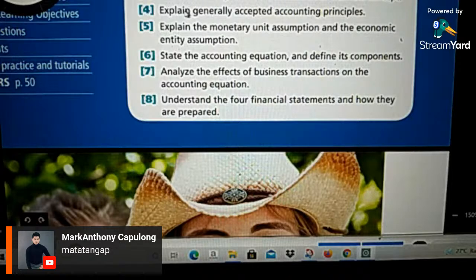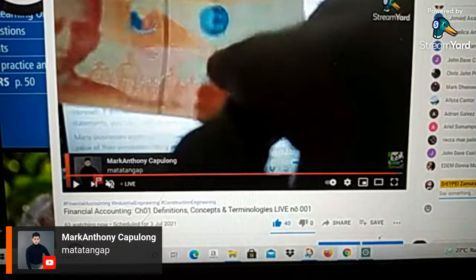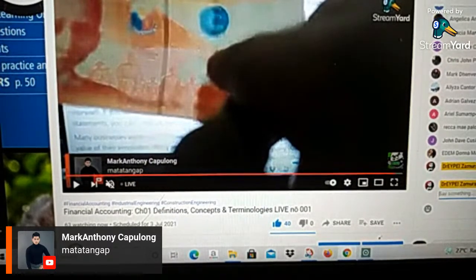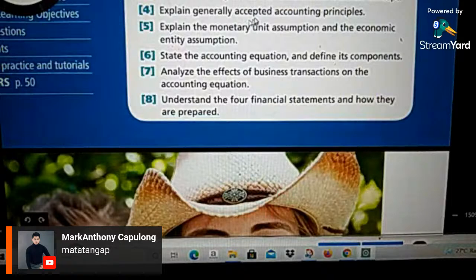So, number 4, generally accepted accounting principle. Take note. Generally accepted accounting principle is what we call GAAP. We call this GAAP. So GAAP is generally accepted accounting principle. Okay, so that is number 4.